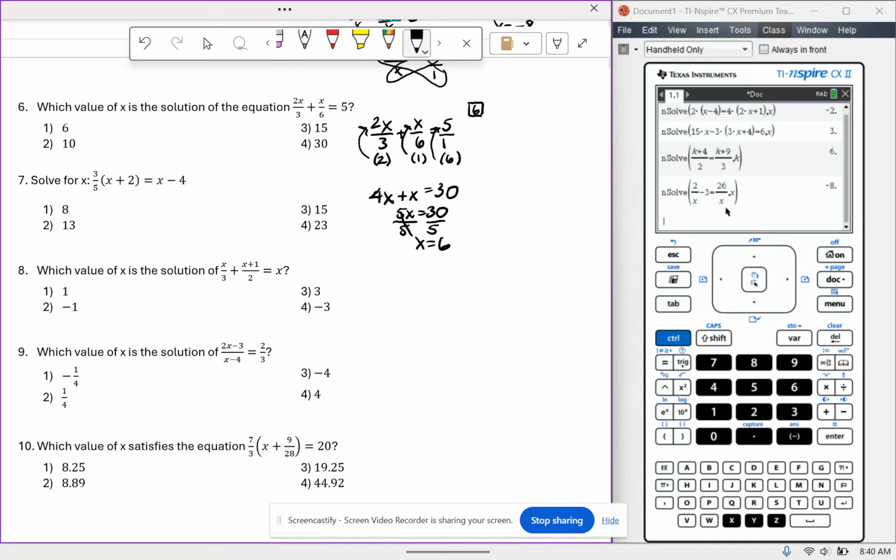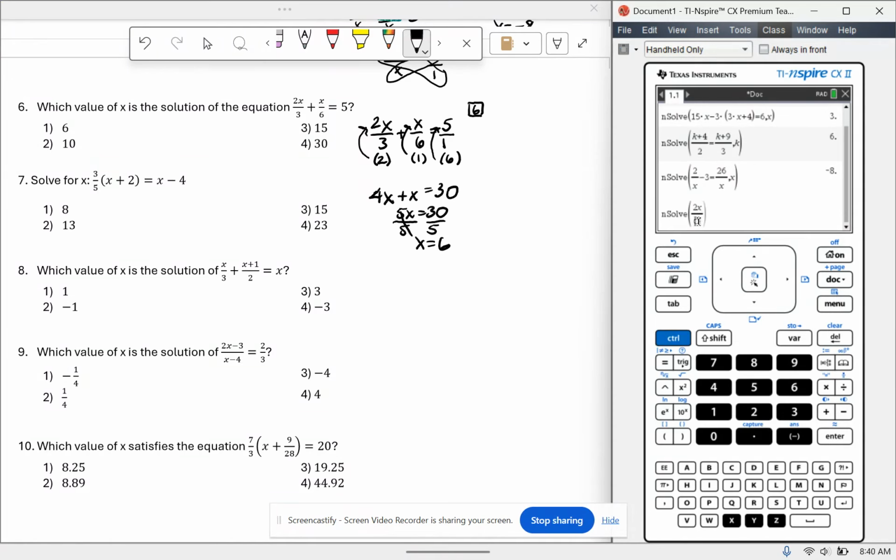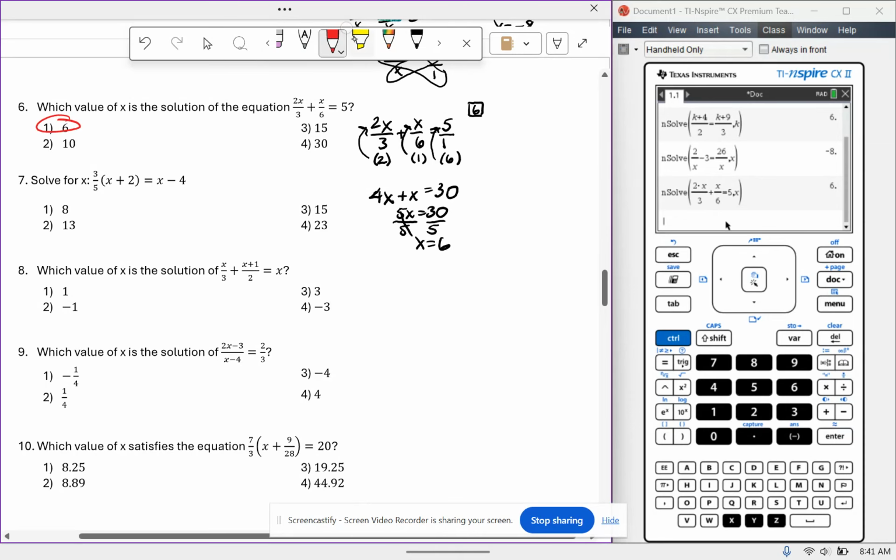Let's type this into nsolve and confirm. X equals 6.